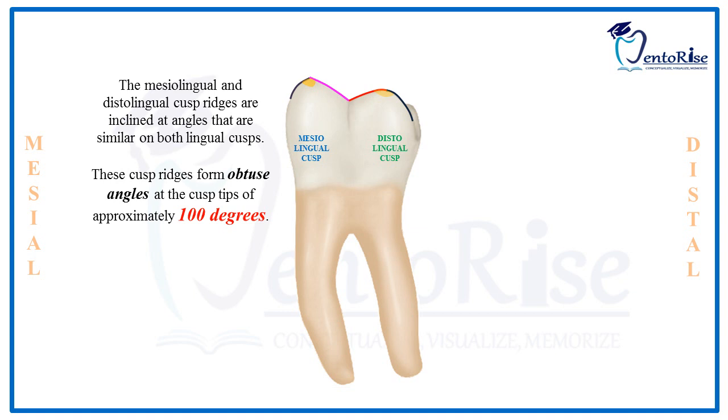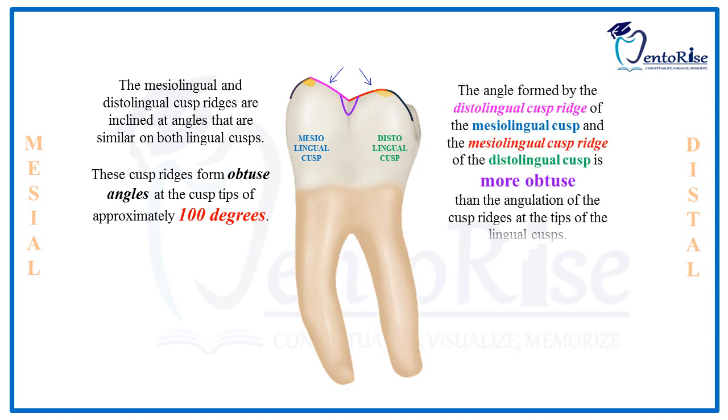However, if we observe the angle formed by the distolingual cusp ridge of the mesiolingual cusp, demarcated in the figure with pink, and the mesiolingual cusp ridge of the distolingual cusp, demarcated in the figure with red, then this angle is more obtuse than the angulation of the cusp ridges at the tips of the lingual cusps. Please observe the figure.